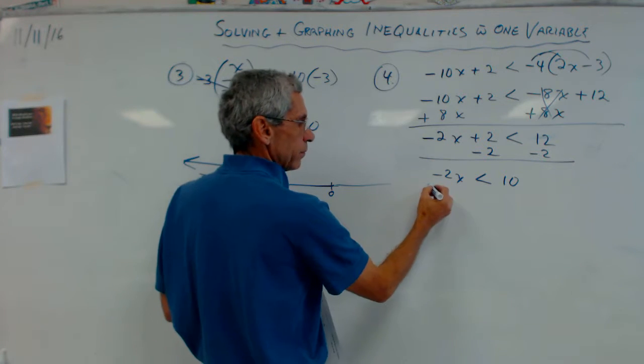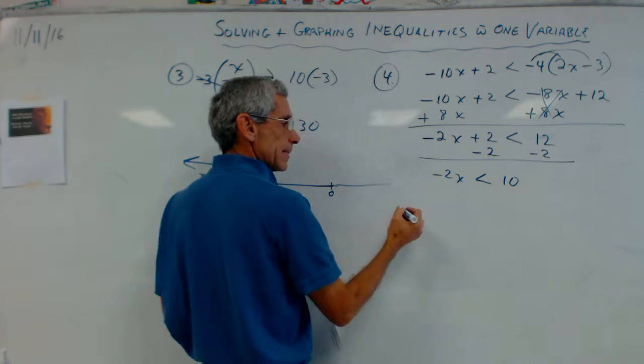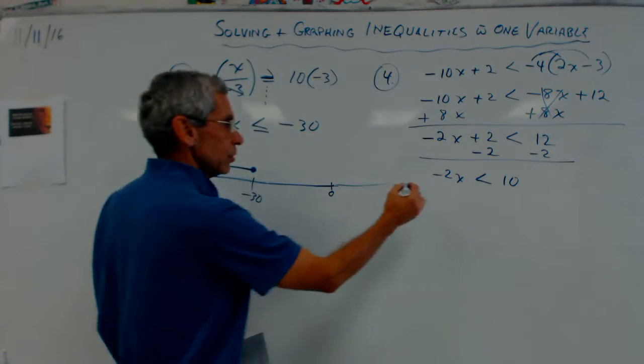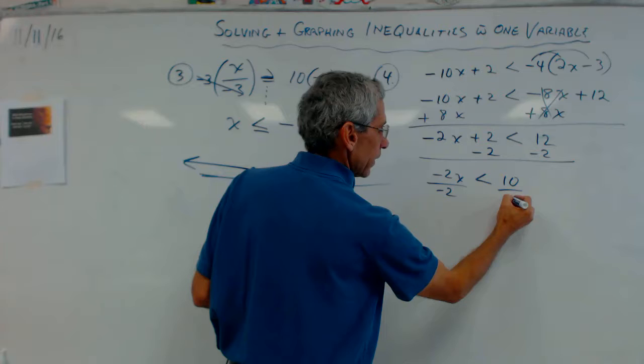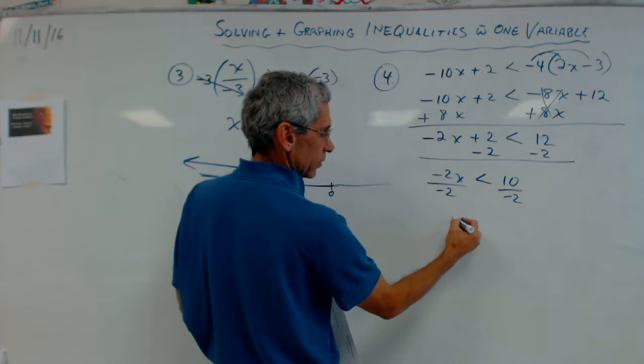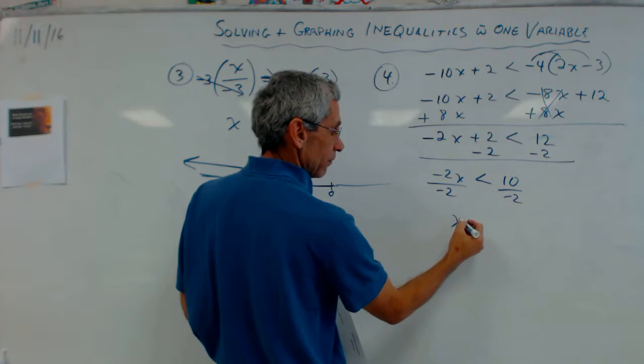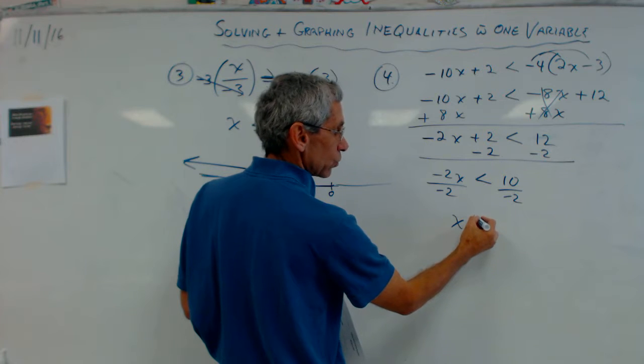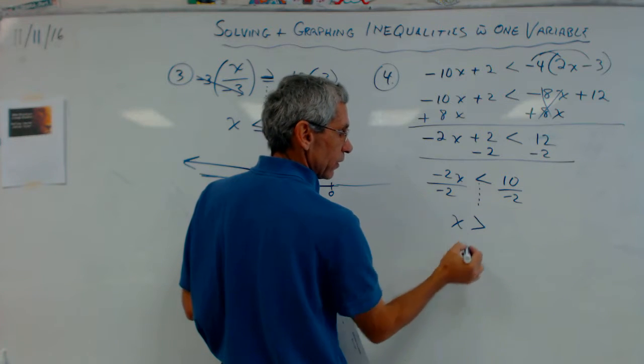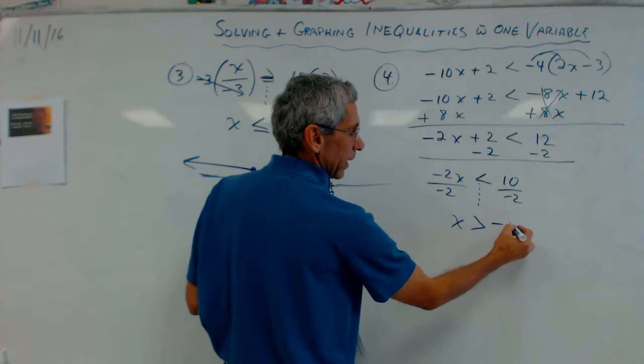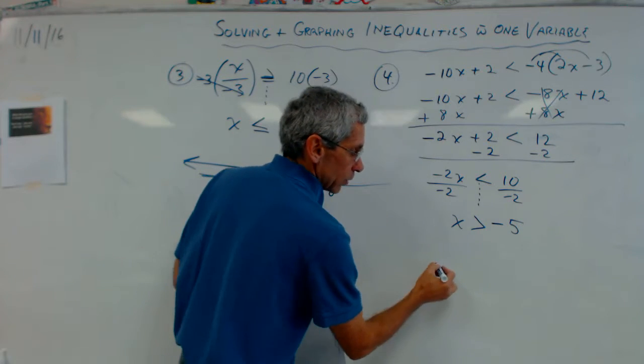And now what do I do? Divide by negative 2? Negative 2 divided by negative 2. Okay, so I divided by a negative on both sides. x is now greater than, this sign flips, greater than negative 5. And I'm going to graph it.